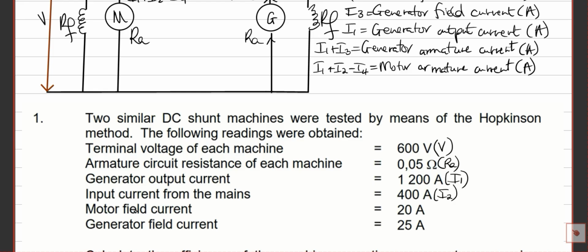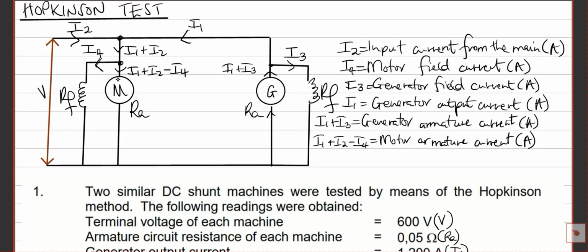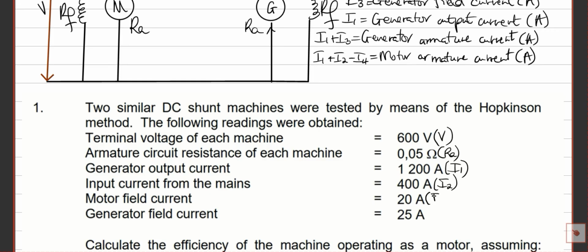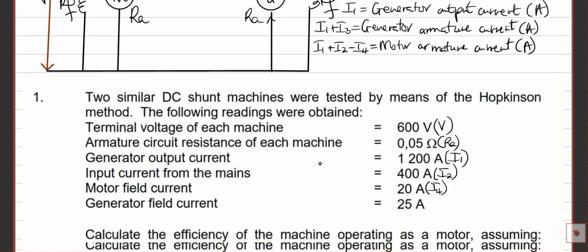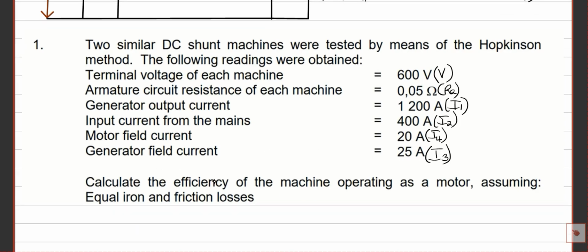And then the motor field current. So you remember they refer to the motor, then field, the current that should pass through the field. In our case, it's I4. So there we have I4. Then lastly, we have the generator field current, I3. So we have I3 there. Then the question says, calculate the efficiency of the machine operating as a motor, assuming equal iron and friction losses.